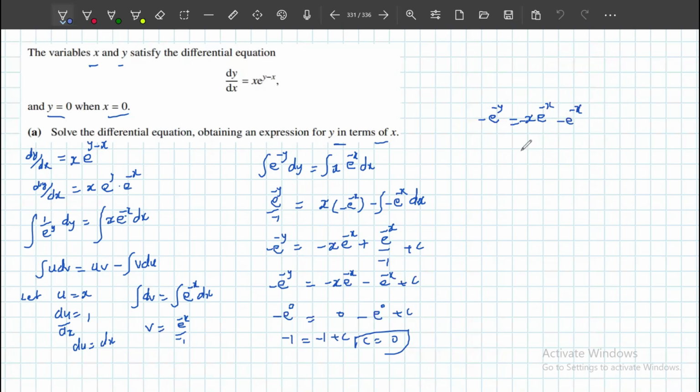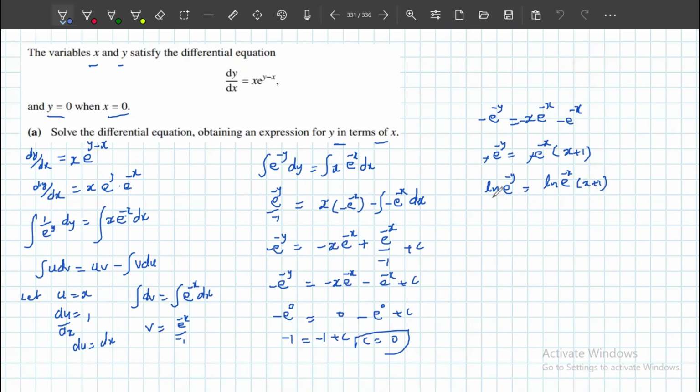Now our next step is to write y in terms of x. Before moving on to that, I will do one step. We can take minus e power minus x as common, so it is x plus 1. Now cancel minus and minus and apply log on both sides. Log of e power minus y is equal to e power minus x times x plus 1.